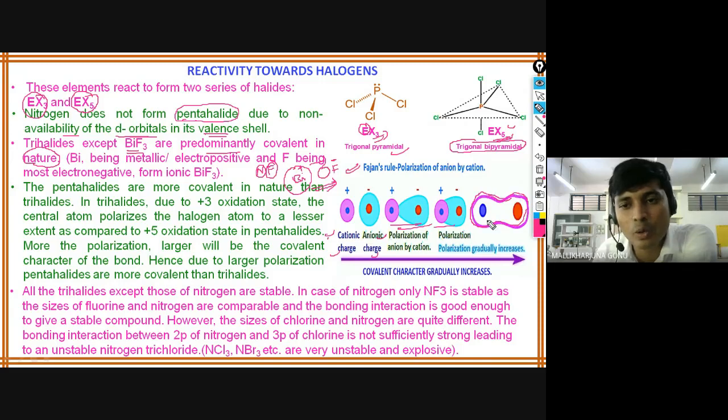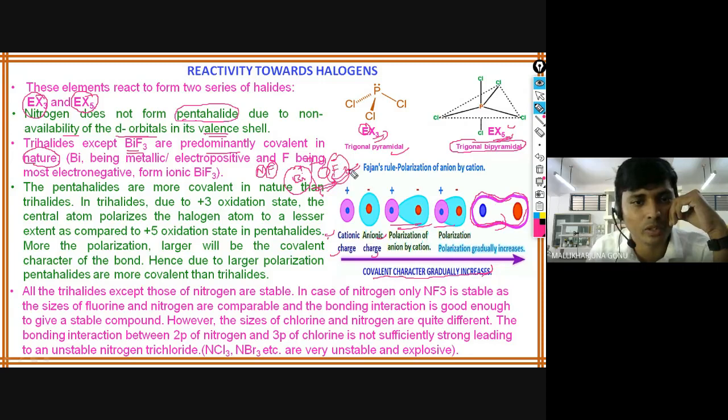So one single covalent bond will take place. So the covalent character gradually increases. That is all because of the sizes. If you go down the group, what happens? The size is increasing, the polarization decreases. Due to this, charge will be separated clearly, and this is how it separates out. Ionic compounds will be formed.